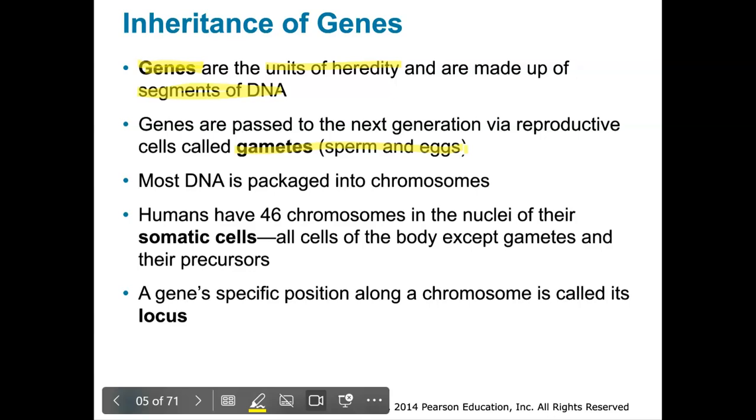DNA is packaged into chromosomes, so chromosomes are going to be DNA plus protein. Humans have 46 chromosomes in their body cells, or their somatic cells, and then they have 23 in their gametes. The place, by the way, this is another term that you need to know in bold, the place or the position along a chromosome where a gene is located is called its locus. And if we say the location of more than one gene, we say loci.